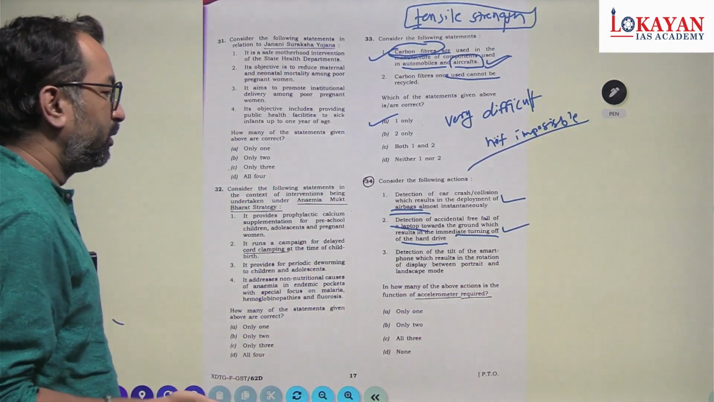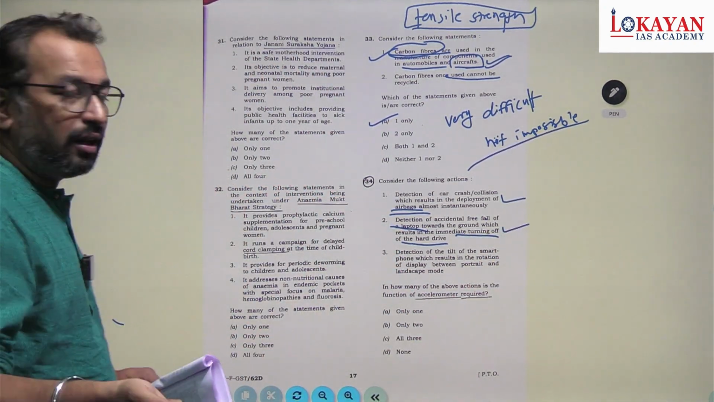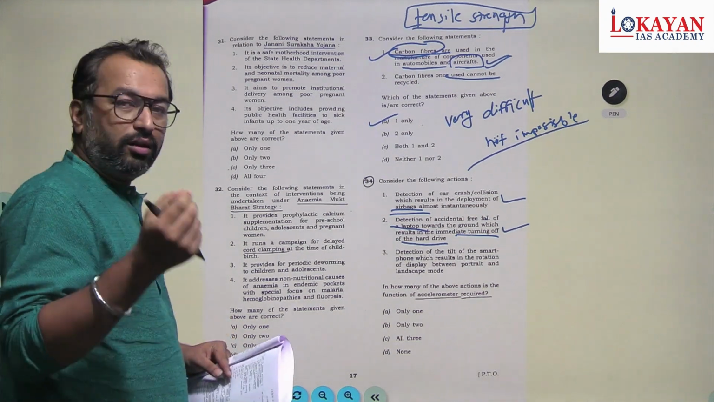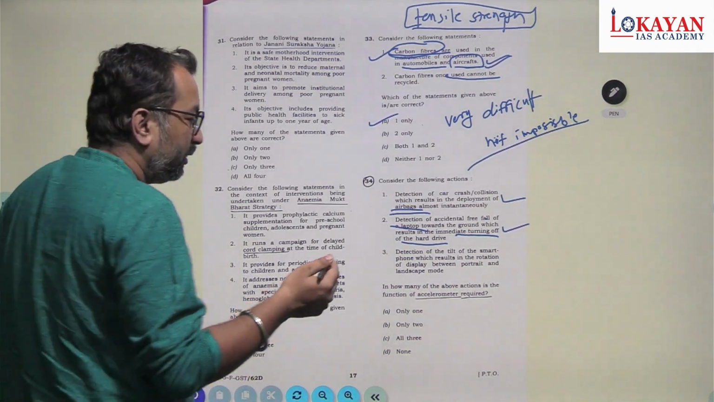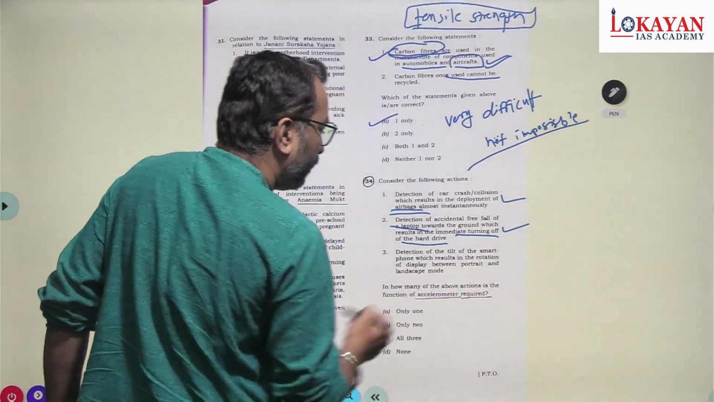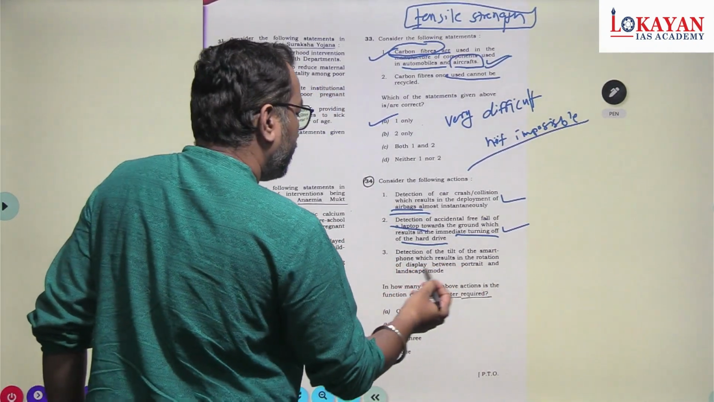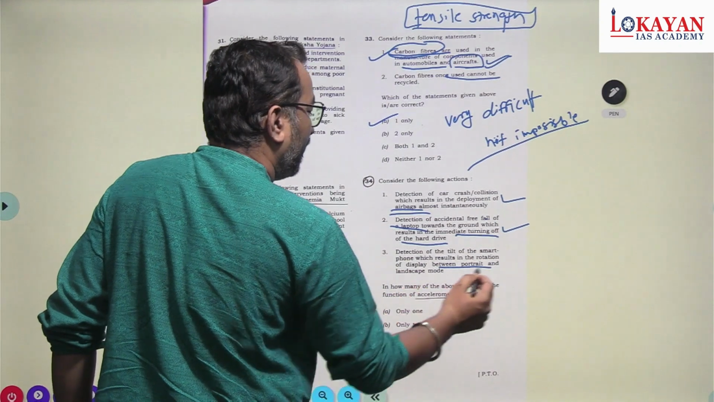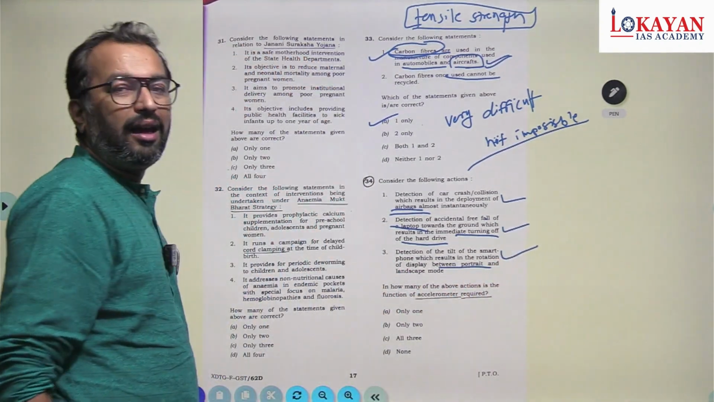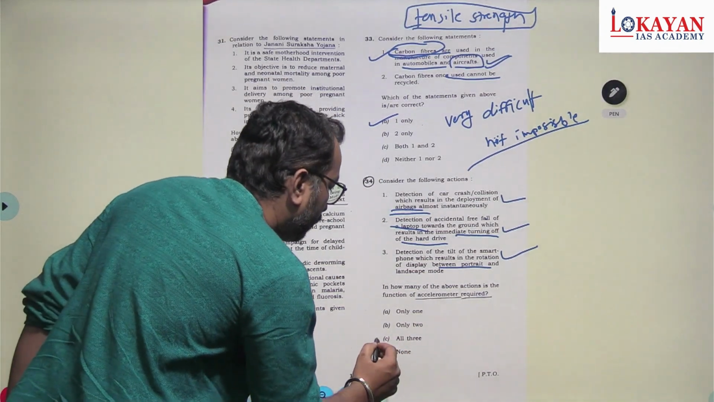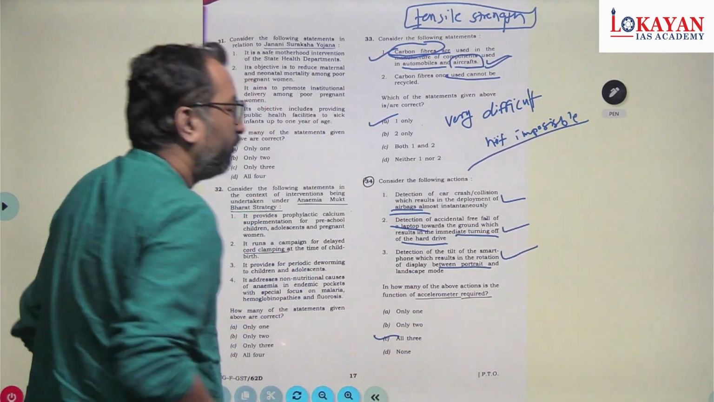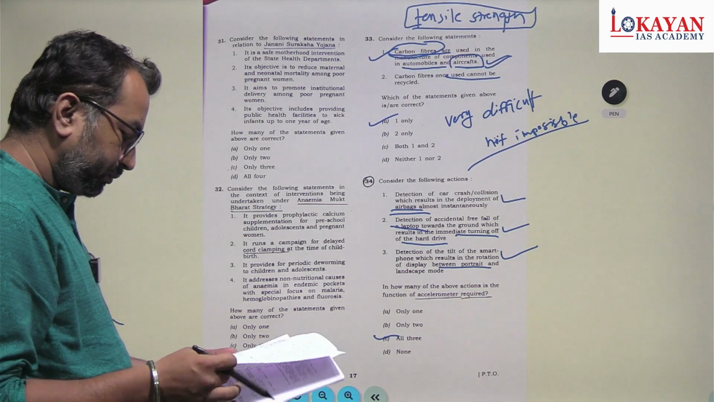Detection of the tilt. I just told you the application. When you tilt your mobile, the screen also tilts itself. So detection of the tilt of the smartphone, which results in the rotation of display between portrait and landscape mode, is an example of the accelerometer. So all three are the functions of the accelerometer.